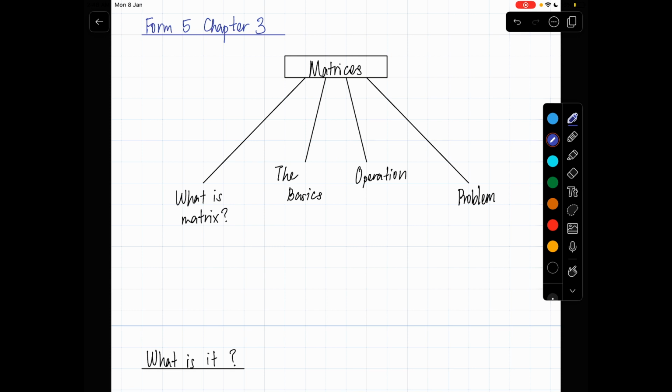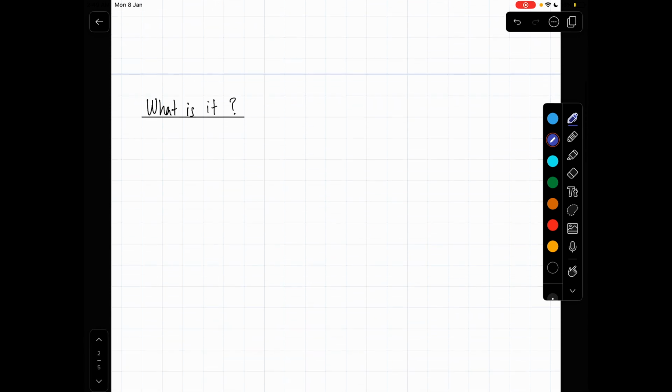And in this video, we will be covering 2 of the main ones, which the first is what is matrix and the basics. For those of you who are wondering why I used the word matrix here and matrices here, it is because matrix refers to one and matrices refers to many. They are just singular and plural. So let's begin.